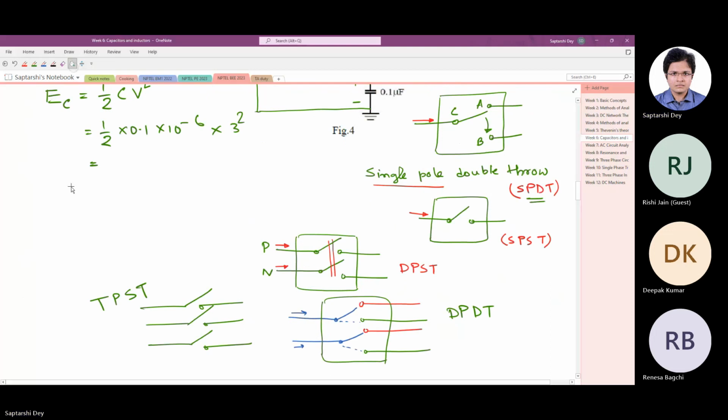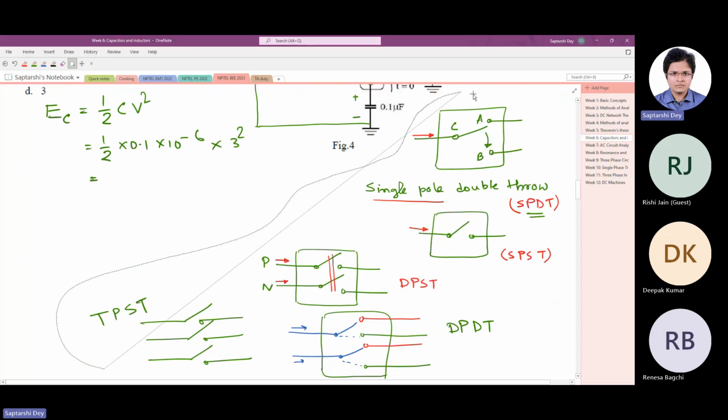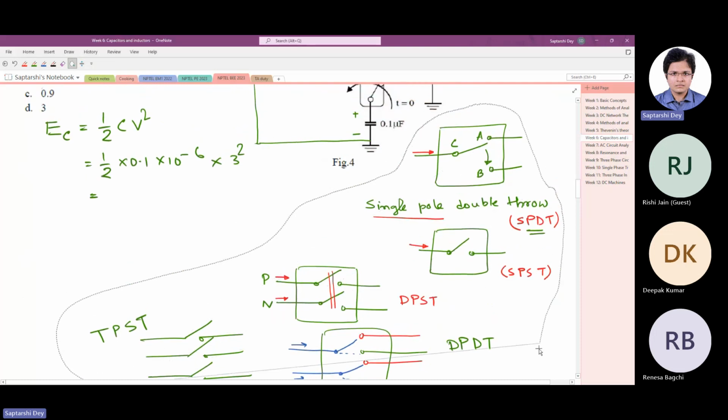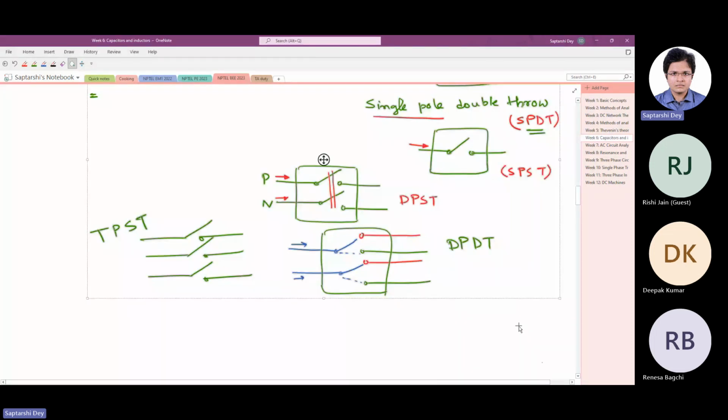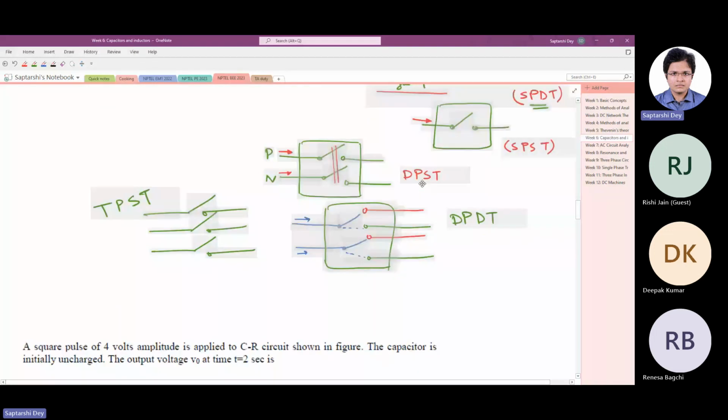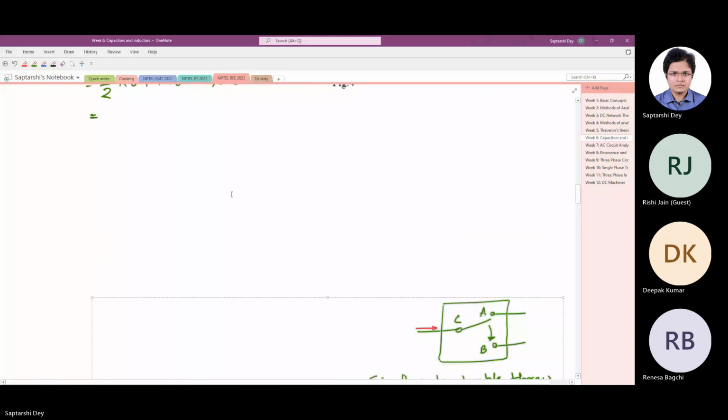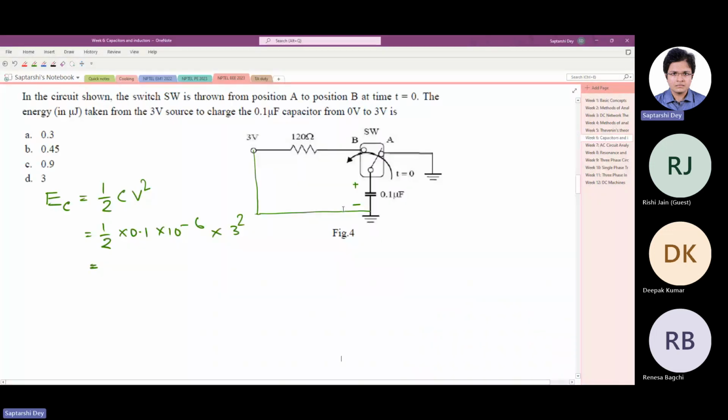Now, the capacitor has some stored energy, and definitely it has come from the battery because there is no other source of energy. But while the energy was going to the capacitor, there was some current also in the circuit, and the current was flowing through the resistor, right? So there was some loss in the resistor, and the question is how much energy is taken from the voltage source. So you have to find out the loss.